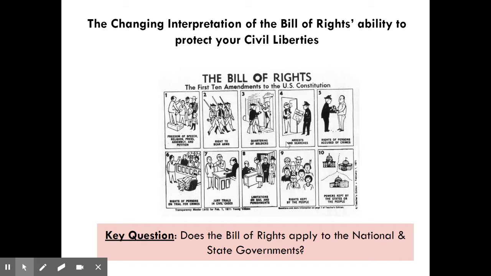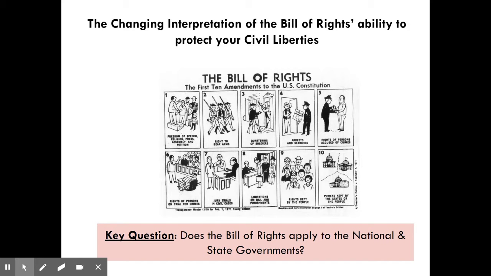The topic of this video examines how the interpretation of whose actions the Bill of Rights governs has changed throughout our country's history. We've already looked at what civil liberties are. They're the basic freedoms you possess and protections against an abusive government. There are a bunch of different sources of your civil liberties, but the Bill of Rights is the primary source of your civil liberties, the listing of the fundamental freedoms that you possess as an American citizen.